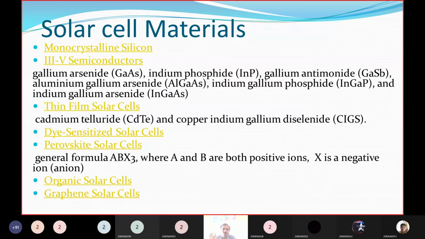So our main aim is to increase the efficiency. So what is the definition of efficiency here? Here, how much solar energy is incident.